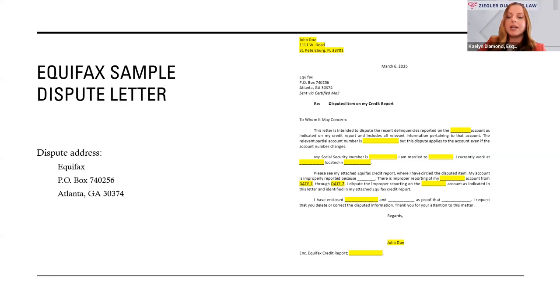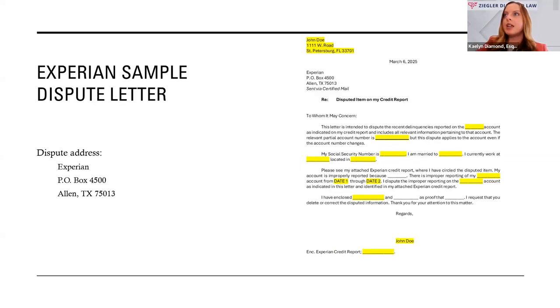So same, but different. Last but not least, this is our Experian dispute letter. Just like the Equifax letter, the content's going to be the same. Where it said Equifax from our last slide, it says Experian here, and it also includes the current correct address for those dispute letters to go. And that's P.O. Box 4500, Allen, Texas 75013.